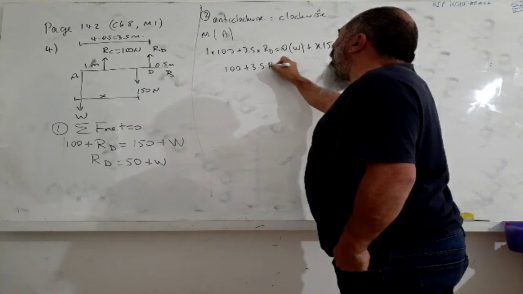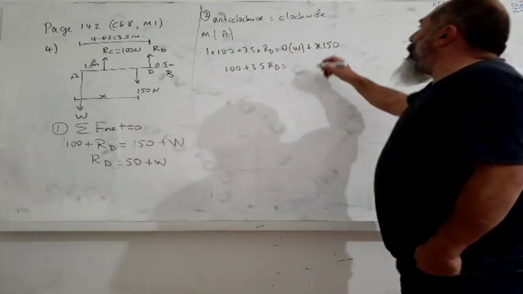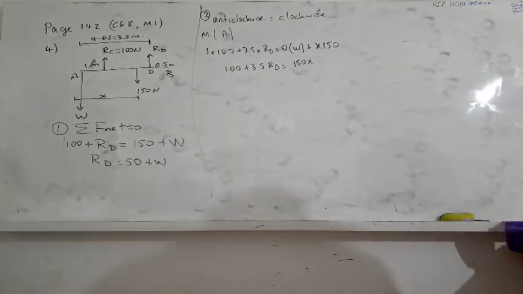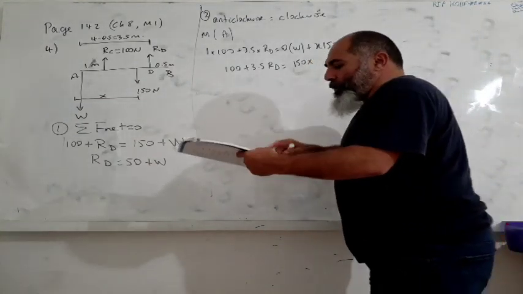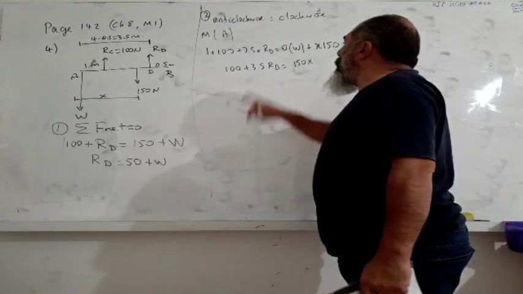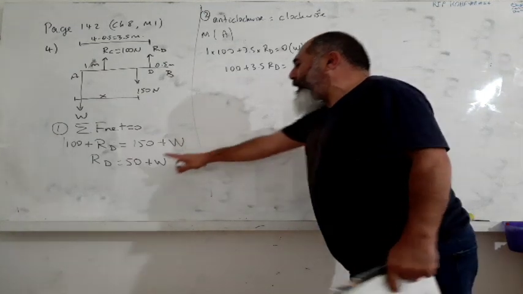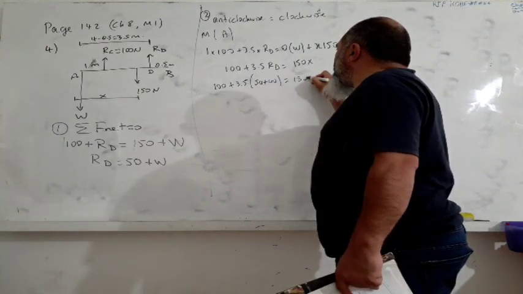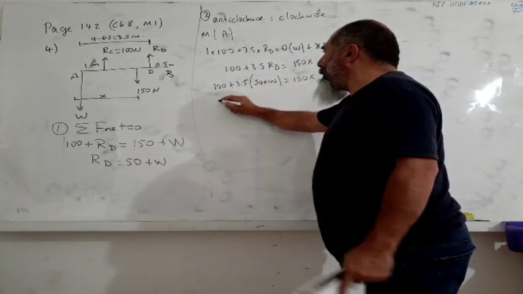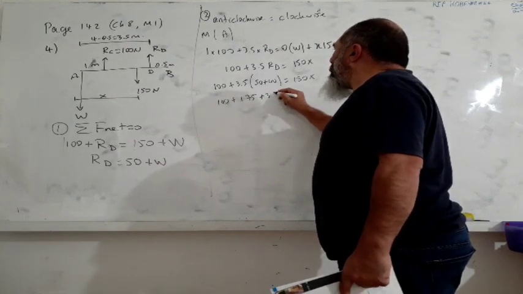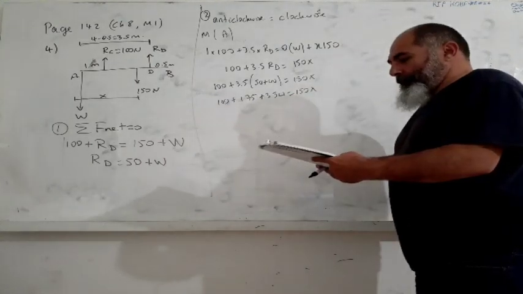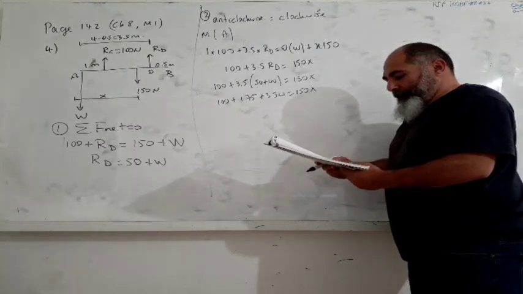And we want an equation in terms of W and X. So in place of RD, I am going to substitute that, 100 plus 3.5 times (50 plus W) is equal to 150X. 100 plus 175 plus 3.5W is equal to 150X. This is 275 plus 3.5W is equal to 150X.